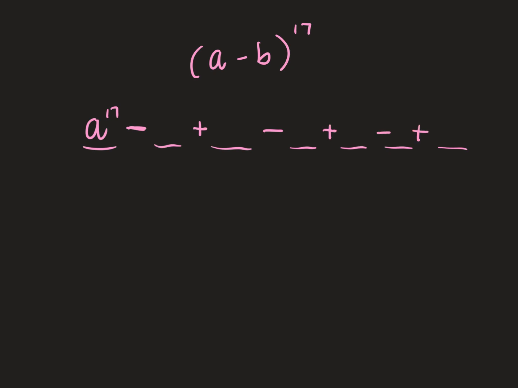If I've got a minus b, say to the power of 17, there's going to be a lot of terms here. That first one is going to be positive, then there's going to be a negative there, plus here, minus here, plus here, minus here, plus here, and all the way along. So it starts with that second term there being negative and goes minus plus after that.